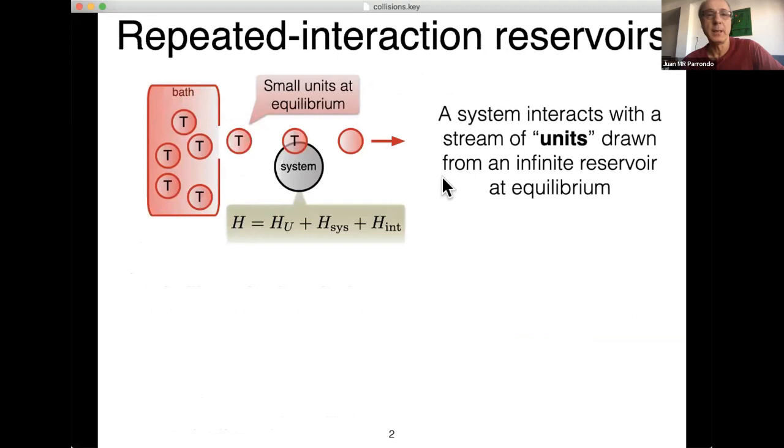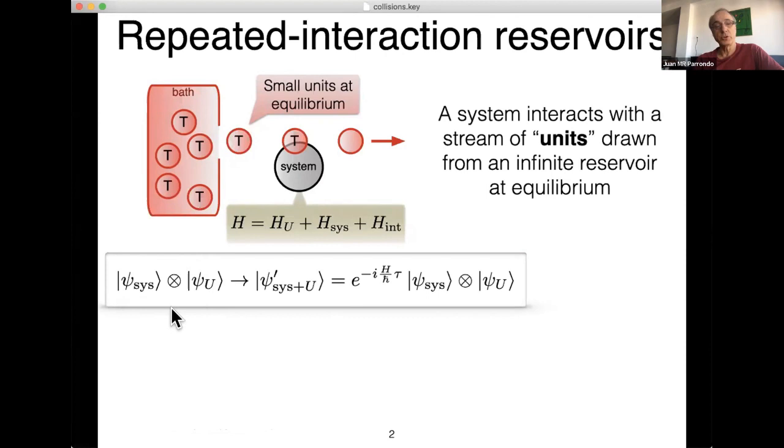by explaining the repeated interaction scheme for a system interacting with a thermal bath. The idea is that the bath provides us with small units. Maybe this is a qubit and the units are also qubits, so it is very easy to calculate the interaction. There is an interaction term between the units and the system. Suppose that we have pure states. This is the state of the unit, which comes from here. The unit has some internal states, and this is the state of the system.